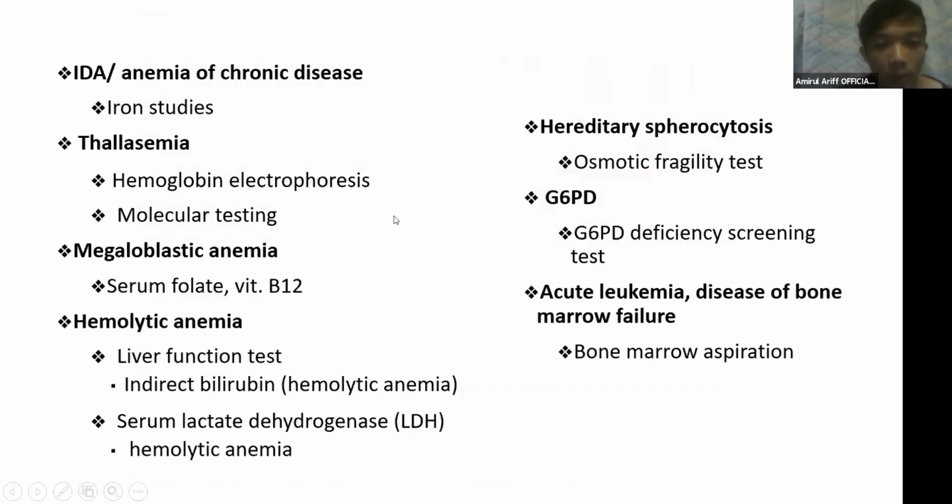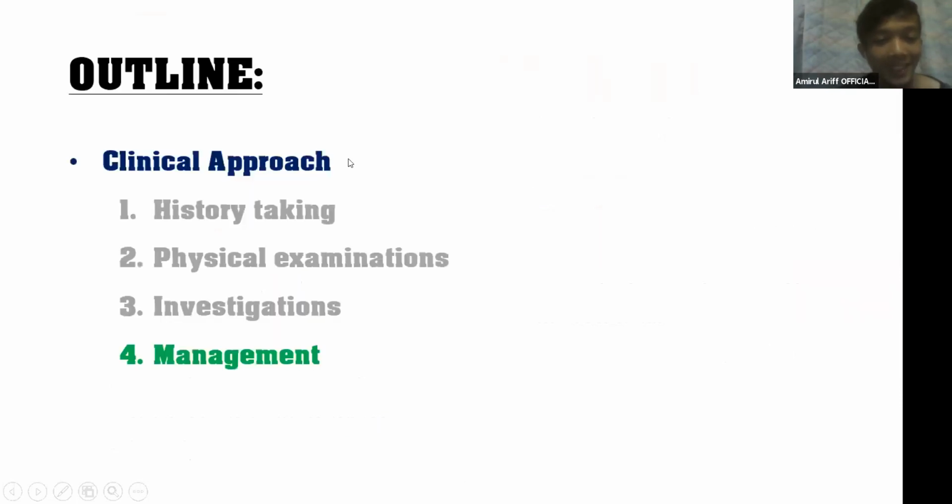So this is an overview of the specific causes of anemia and also the specific investigations. Thalassemia, hemoglobin electrophoresis; megaloblastic anemia, we look for this; hemolytic anemia, this; hereditary spherocytosis, this. So you can read about this.